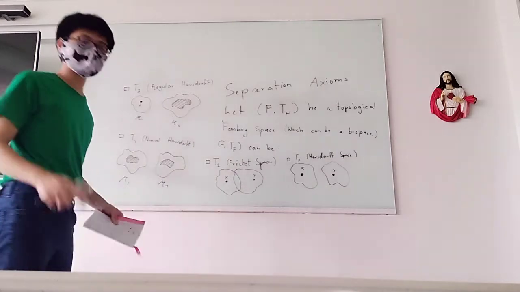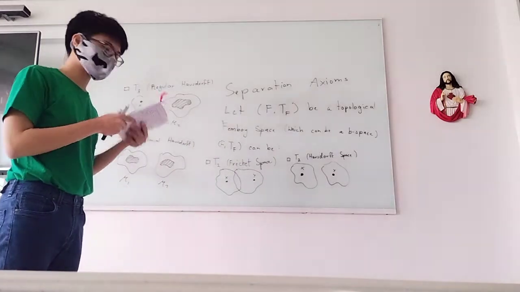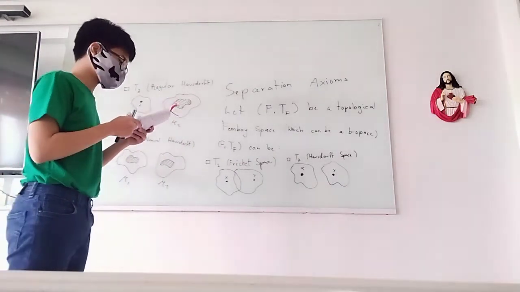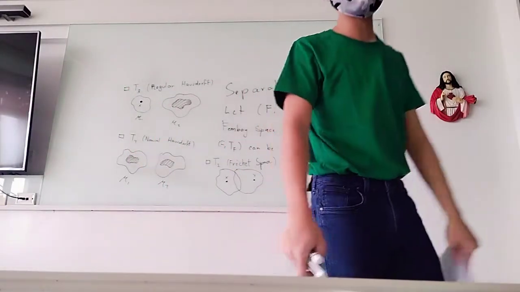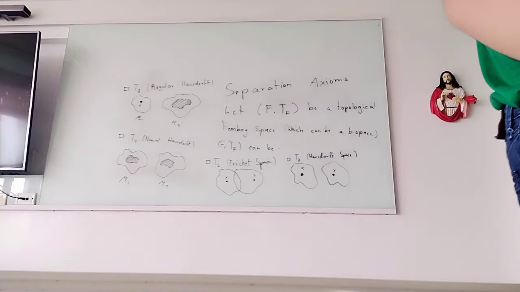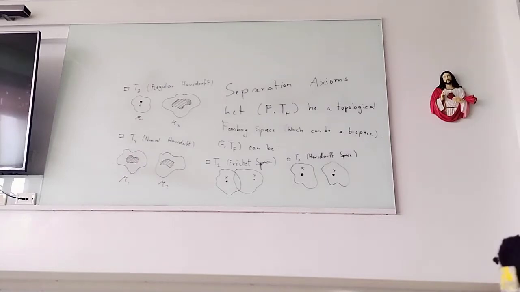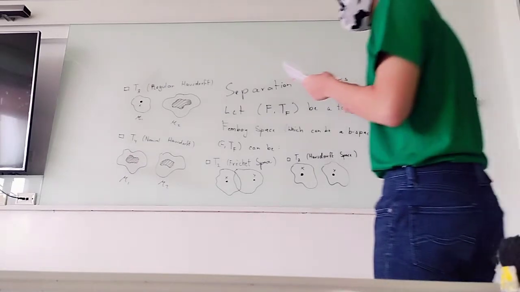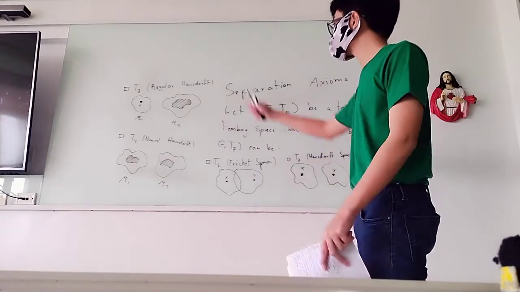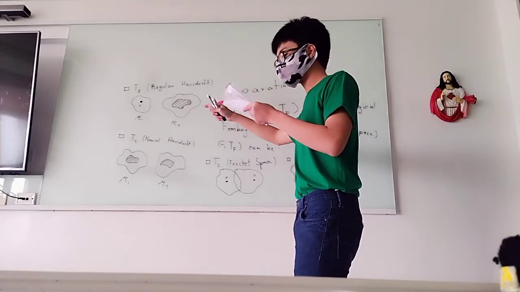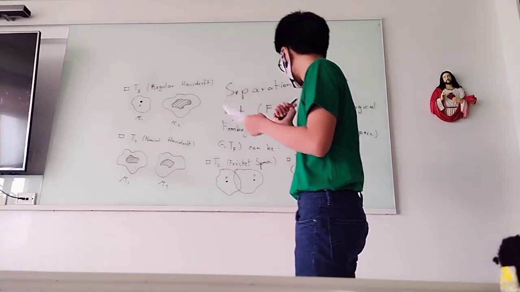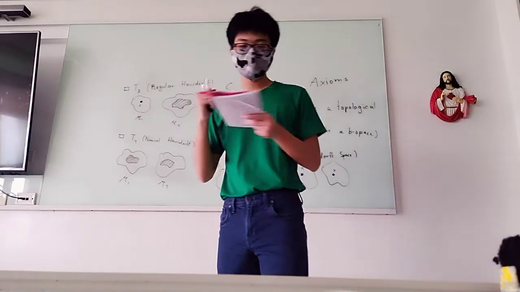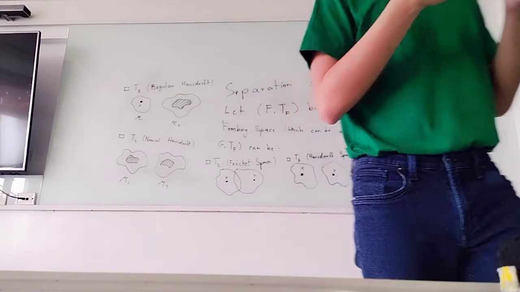Okay? Now I'm not going to provide the proof for that. Consider that as an exercise. In your spare time, try to prove that T3 spaces and T1 spaces are regular, and T4 spaces and T2 spaces are normal spaces. Okay, prove that in your spare time.